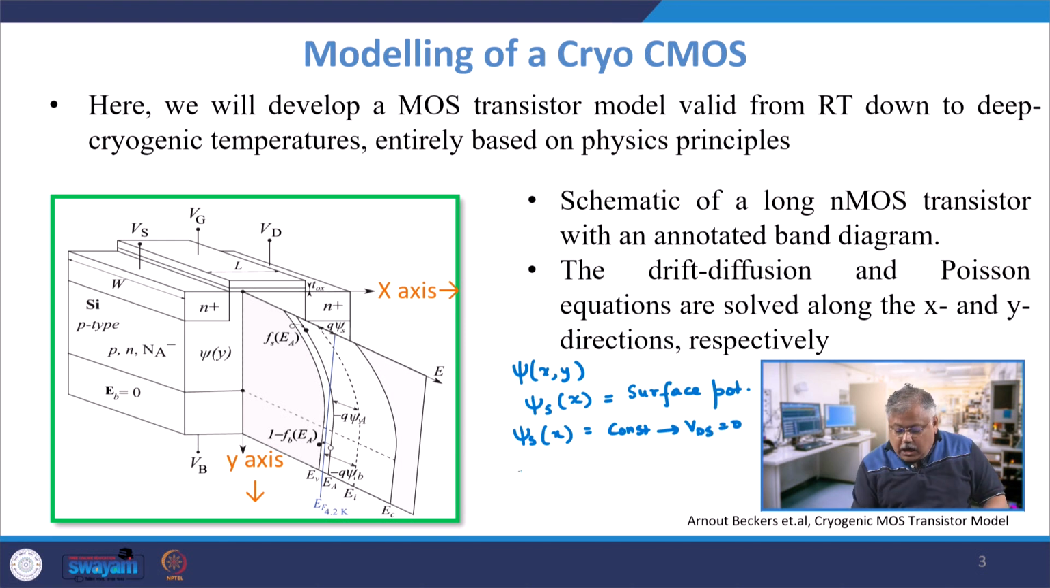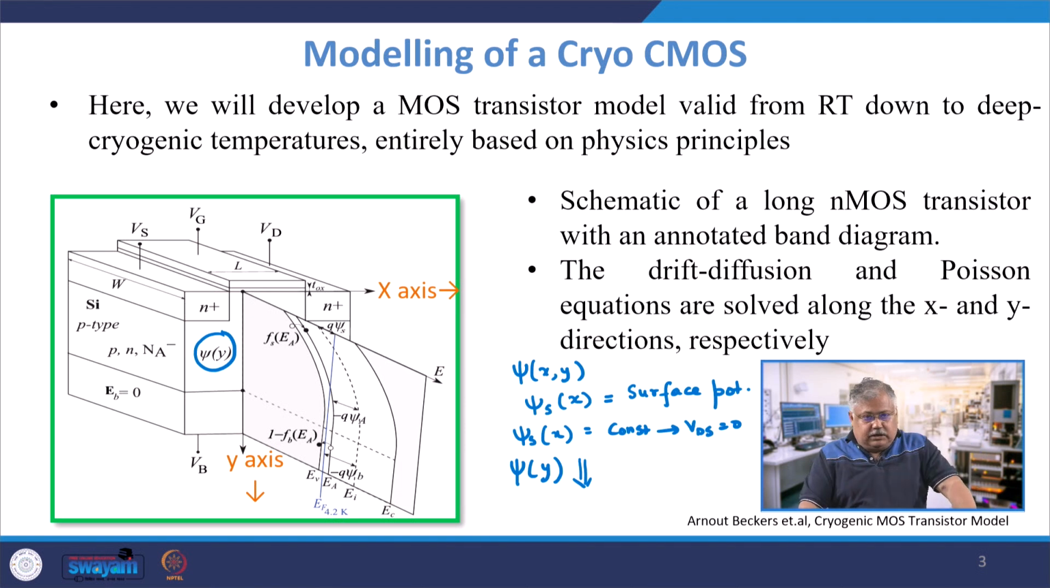However, there will be a potential psi of y which will be going in the transverse direction from the silicon dioxide down below, and that is what psi y is written here. We are assuming that the substrate is almost grounded, and therefore there is no body effect or back body effect available to us. What you see here is the width of the device, and this is the length of the device from source to drain.